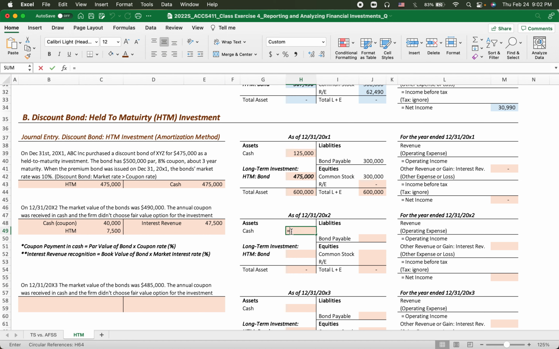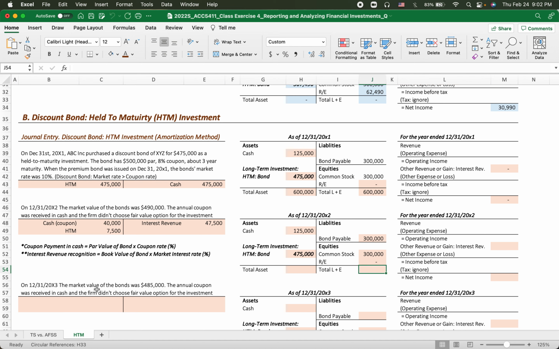So let me show you. Here the cash starting point, we always have to put the ending balance of the prior year when you make several years of transactions on the balance sheet. We have to connect from the ending balance of the prior year, right?